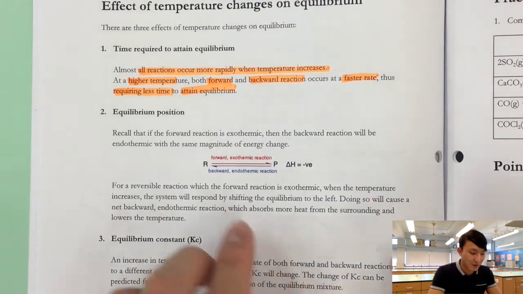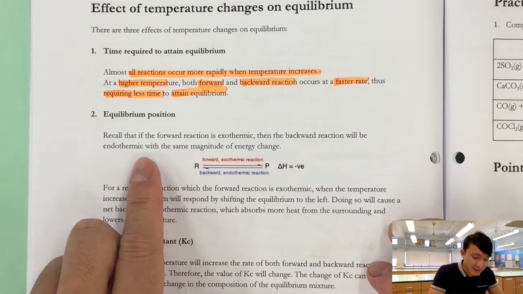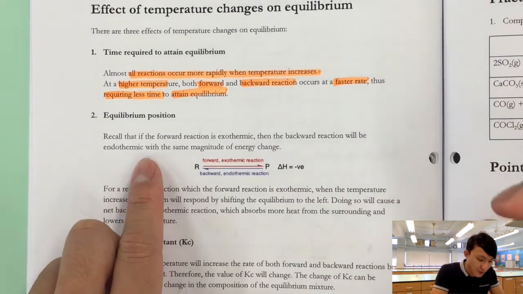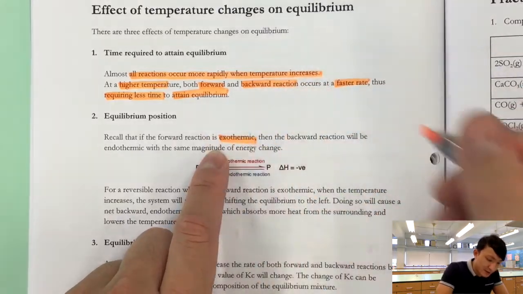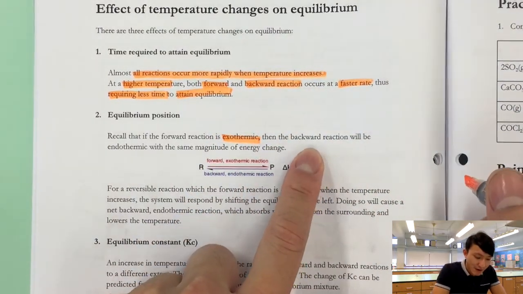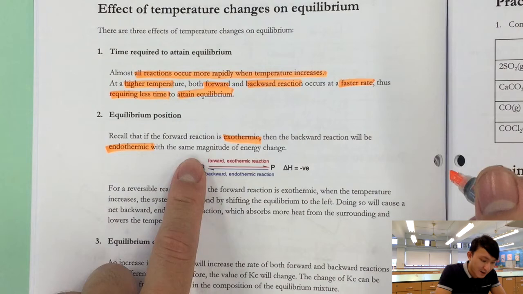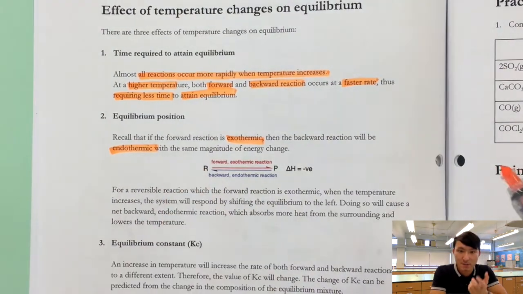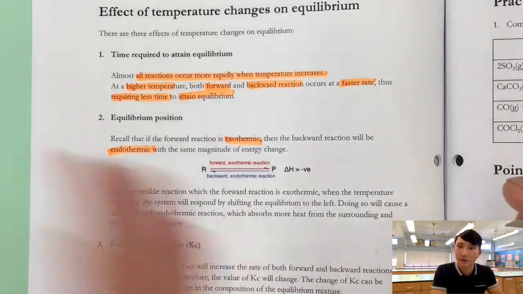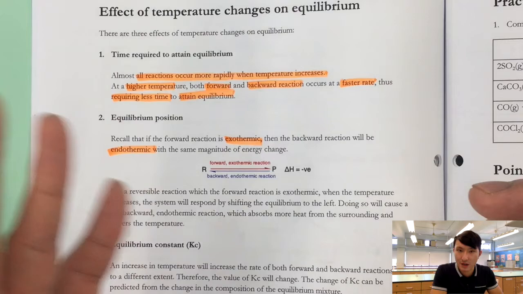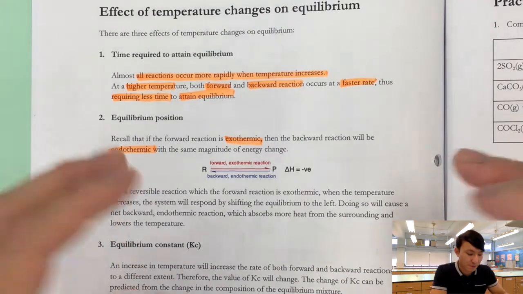Right? So let's have a look at the example here. Now, first of all, if the forward reaction is exothermic, then the backward reaction will be endothermic, with the same magnitude of energy change. The magnitude of delta H would be the same. So if this is negative 100 kilojoule for forward reaction, the backward reaction would be positive 100 kilojoule per mole.